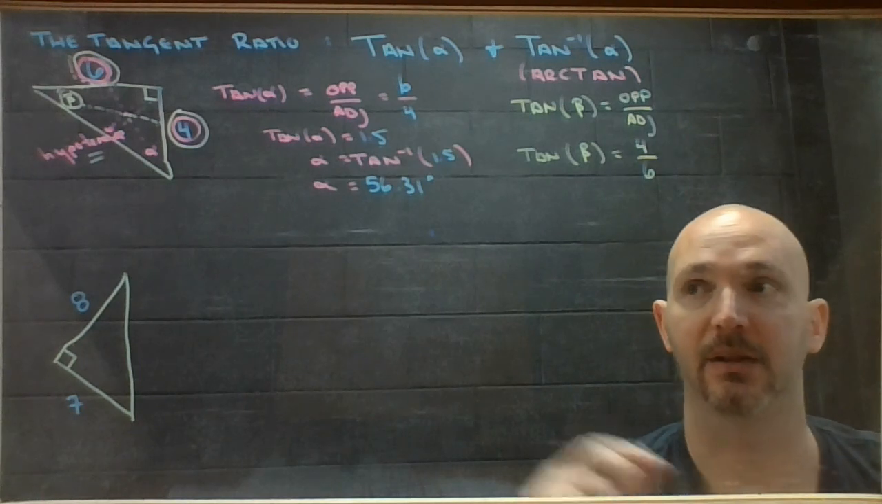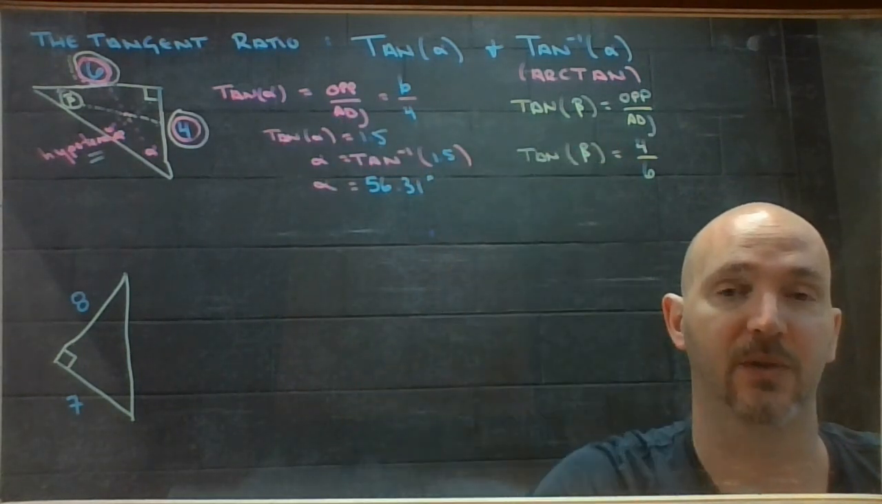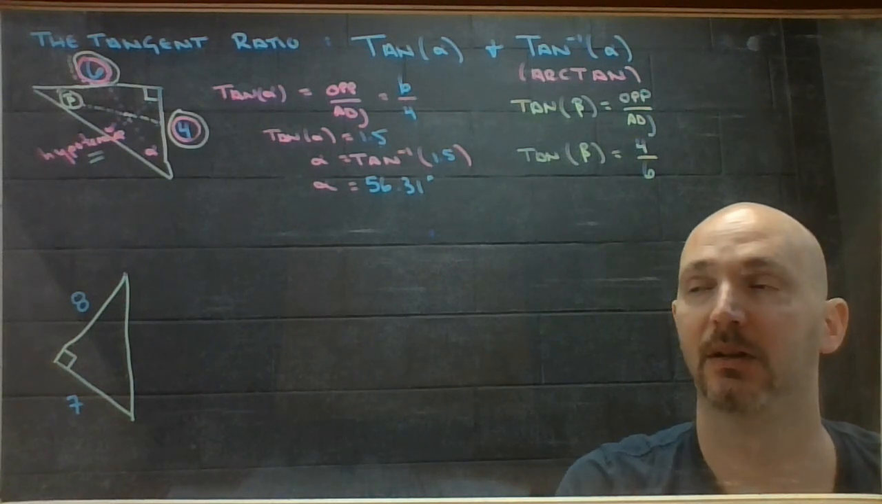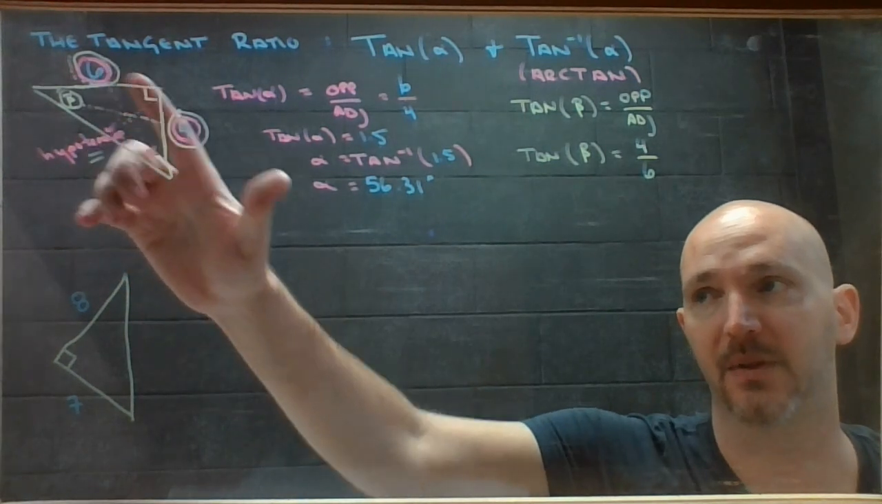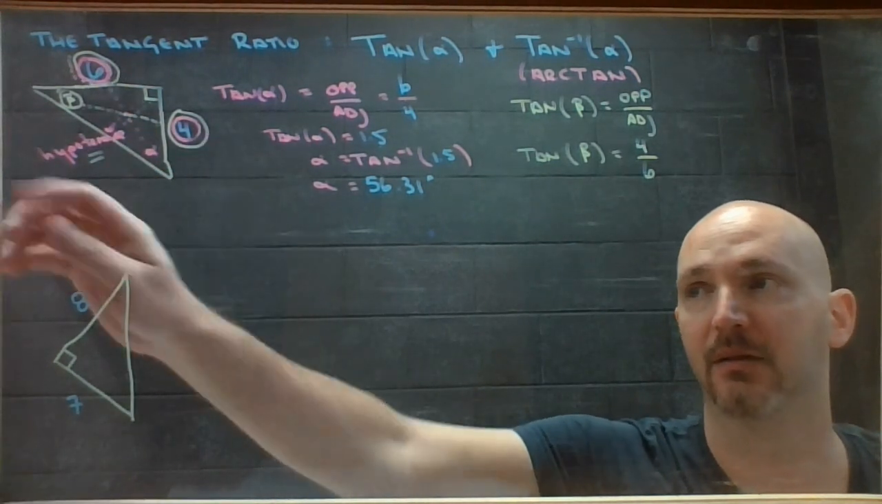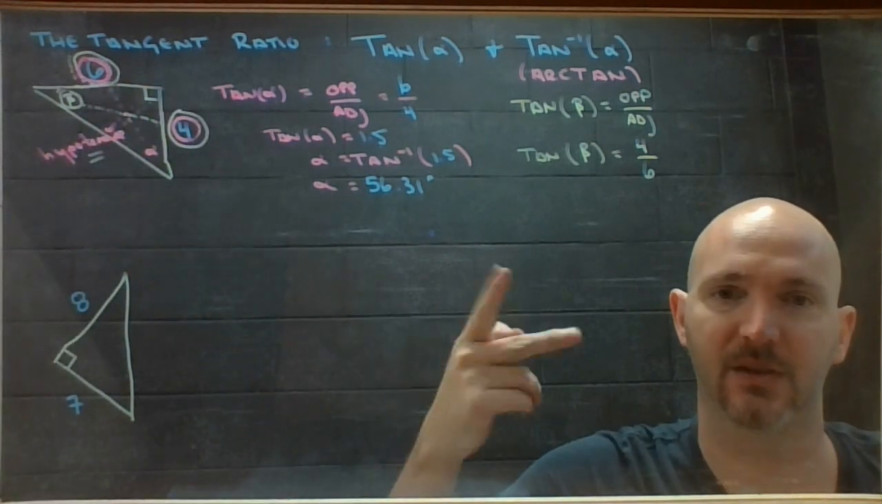Now you'll notice that the 6 and the 4 have just swapped roles when I tried to find the other angle. So when you're finding alpha, 6 was opposite and 4 was adjacent. When you're finding beta, 4 is opposite and 6 is adjacent. They just flip-flop.